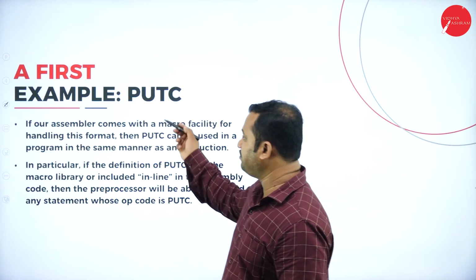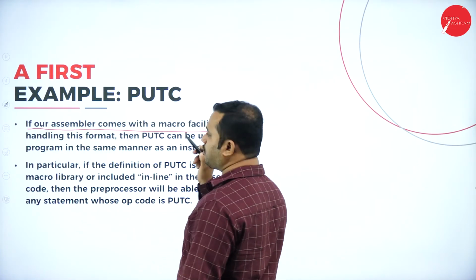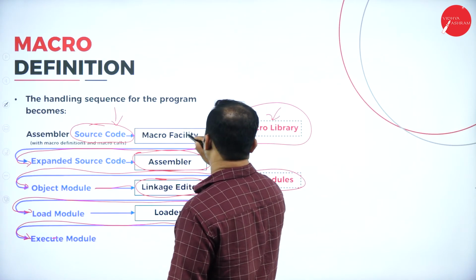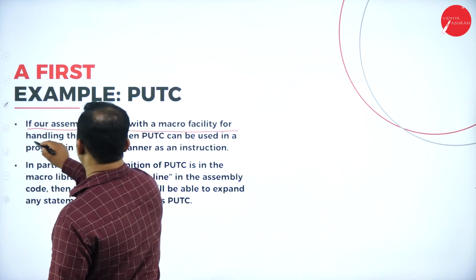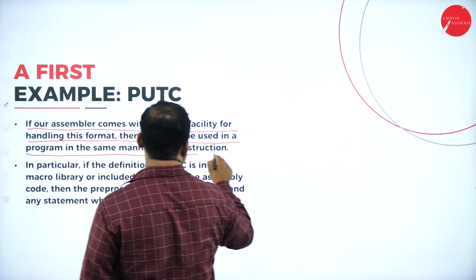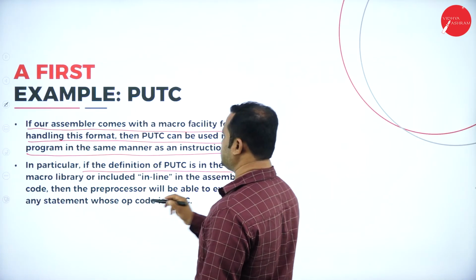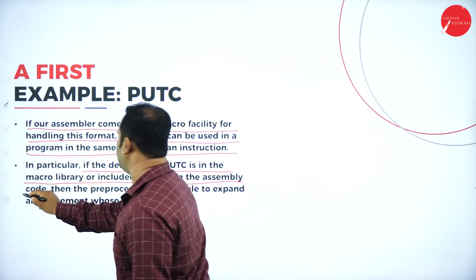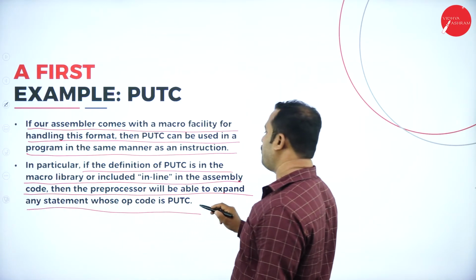If that is the case, let me take you into more detailed information. Our assembly comes with a macro facility which you have come across, that is the macro library, that is the macro facility which you have here. Now, for handling this format, put C can be used in a program in the same manner as an instruction. For example, if the definition of put C is in the macro library or included in line with the assembly code, then the preprocessor will be able to expand any statement whose opcode is put C.